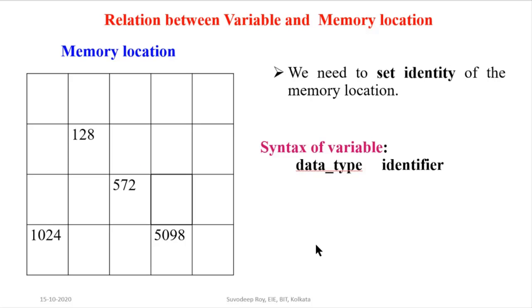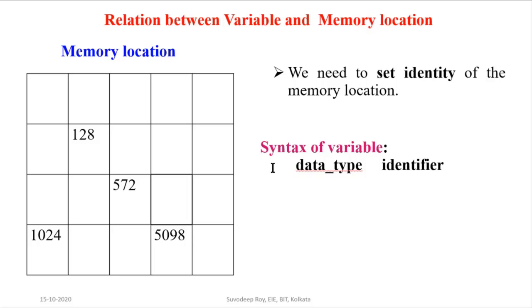Memory locations may be identified with different integers according to this figure. 128 is a particular memory location, 572 is a particular memory location, 1024 is a particular memory location, 5098 is a particular memory location. If we want to access a particular memory location, we need to set an identity for that memory location. How we can set the identity of a memory location, I am explaining here.